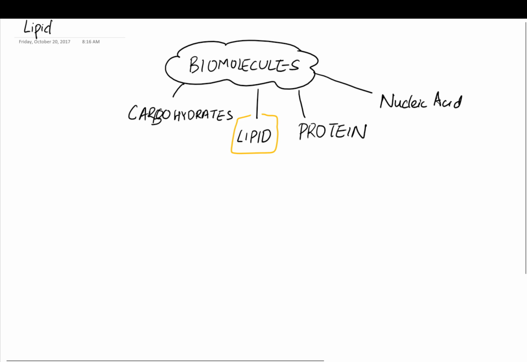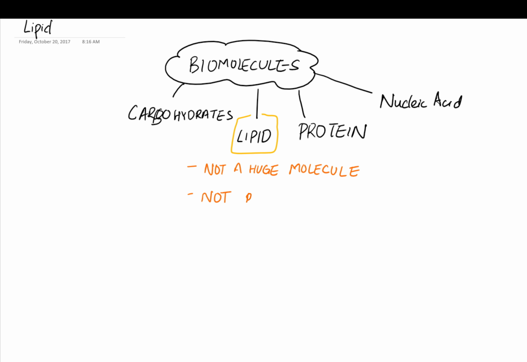Lipid as a biomolecule, as compared to the other 3 biomolecules, is rather unique. It is very different in the sense that it is really not a huge molecule. As compared to carbohydrates, protein, nucleic acid, it is not particularly big. It is also not built from a monomer. So lipid is not really a polymer, it is a molecule and it doesn't really have a building block. It doesn't have a repeated unit of monomers.